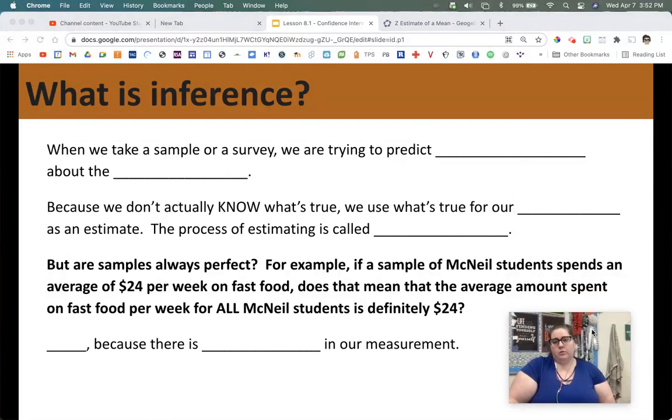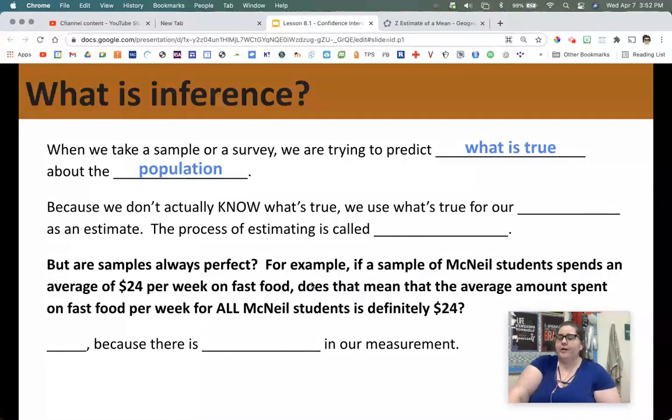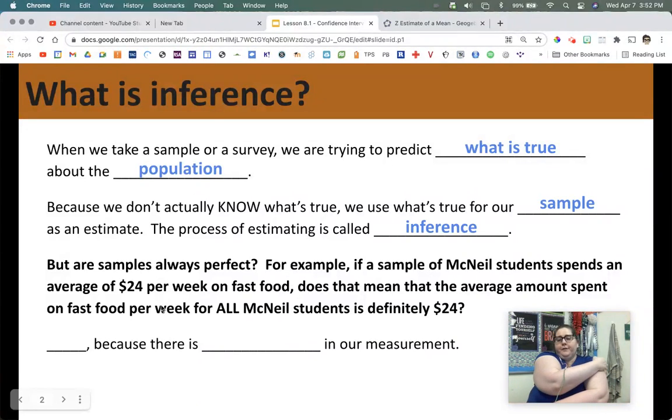So what is inference? When we take a sample or survey, we are trying to predict what is true about the population. That is the goal always. We want to take what's true for a sample to help us make some kind of estimate or guess about what is true for the population. Because we don't know what's true, we use what's true for our sample as an estimate. And that process is called inference. And there's two main ways that we can do what we call inference.